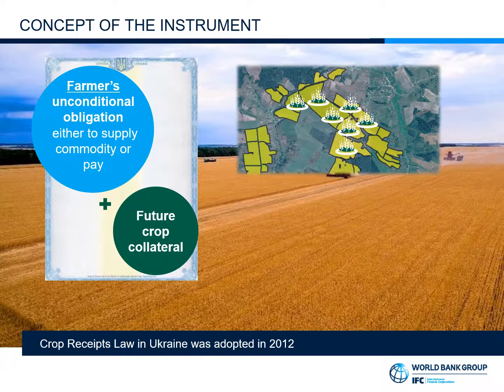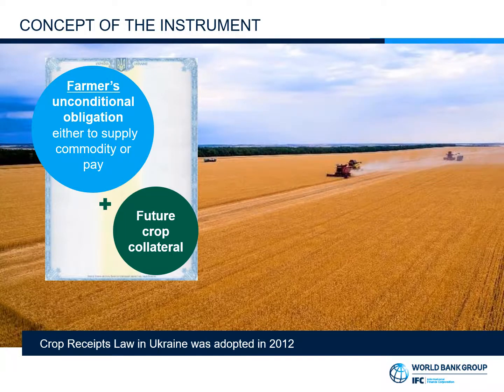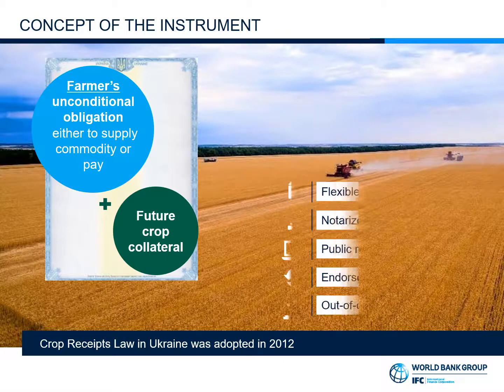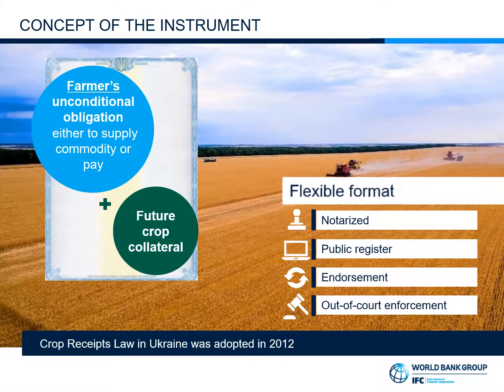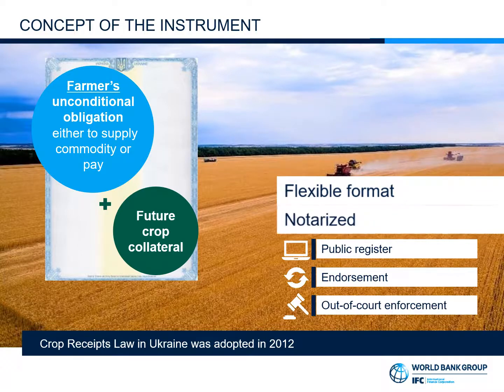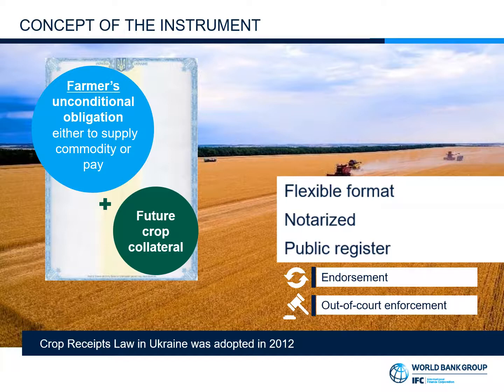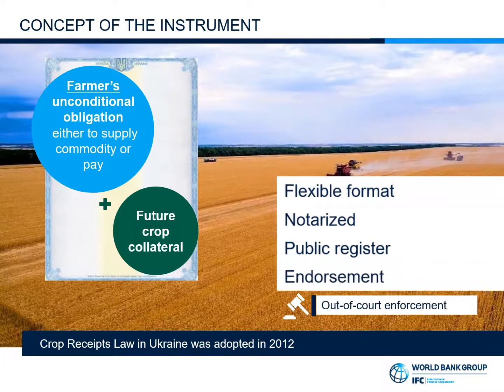In the slide, you can see the main features of the crop receipts instrument. Crop receipts have a flexible format. Also, they are printed on special state notarial blanks, notarized and registered in the crop receipts electronic register. Creditors can transfer and endorse crop receipts. These features are explained in detail in our video on crop receipts basics. If you haven't seen it, please consider doing so before proceeding with the current video.